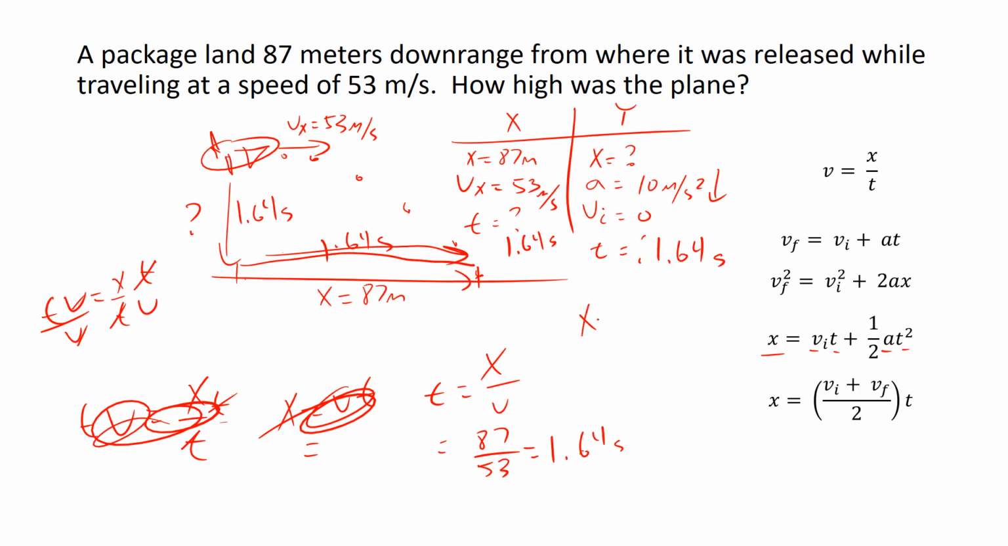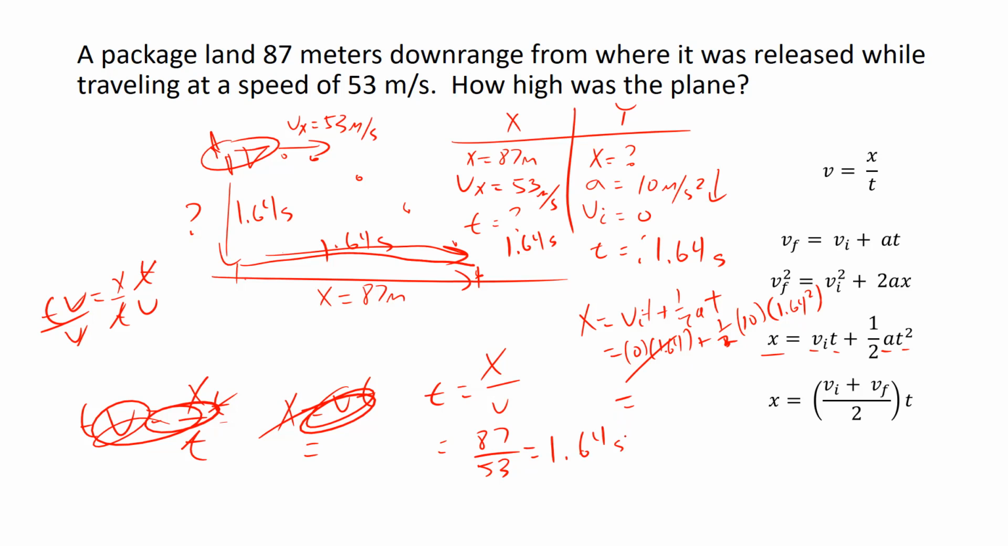Everything I need. X equals VIT plus 1/2 AT squared. X equals VI, which is 0, times T, which is 1.64, plus 1/2 times A, which is 10, times T, which is 1.64 squared. Only the T is squared. This cancels out. 0 times anything is 0.